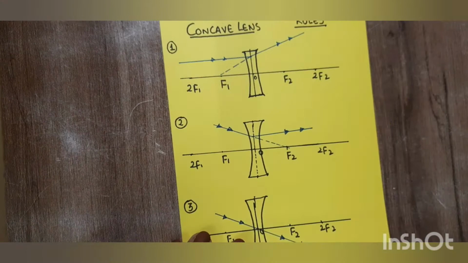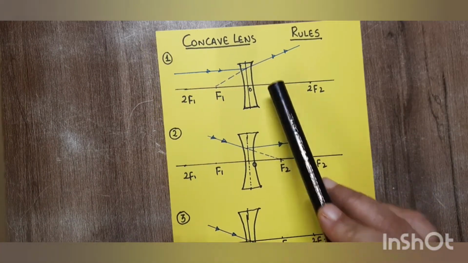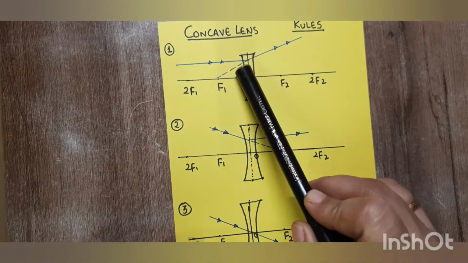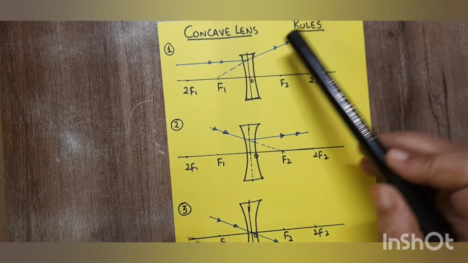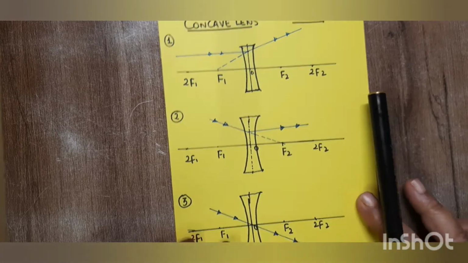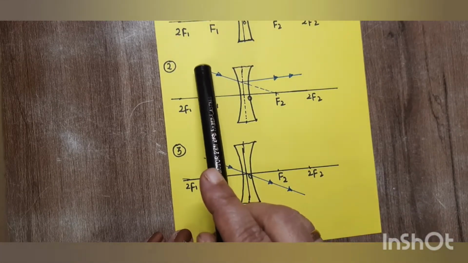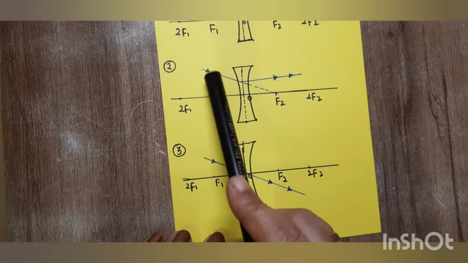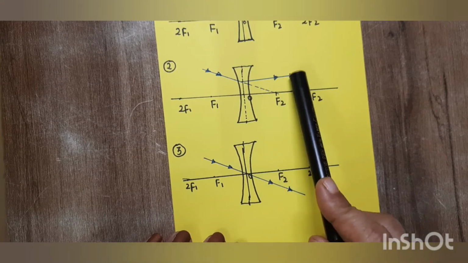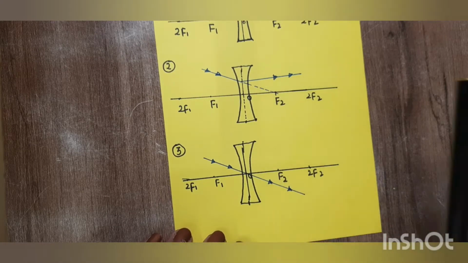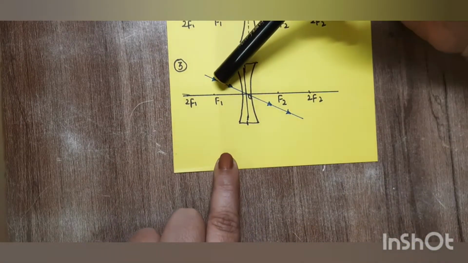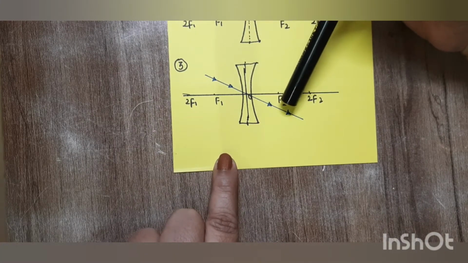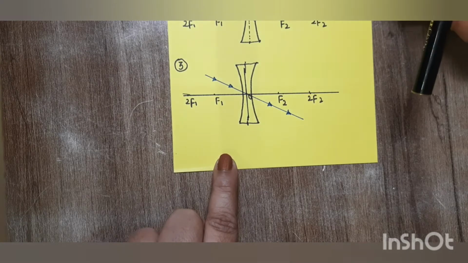The same rules apply for a concave lens as well. The lens here is a concave lens. A ray parallel to the principal axis, we know, is diverging. The ray will diverge, but it appears to pass through F1. Then, if the incident ray is directed through the focus, it will travel parallel to the principal axis after refraction. And the last one: an incident ray passing through the optic center will pass undeviated, without getting refracted.